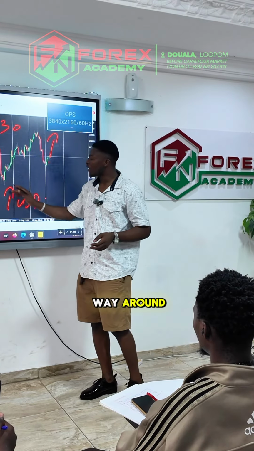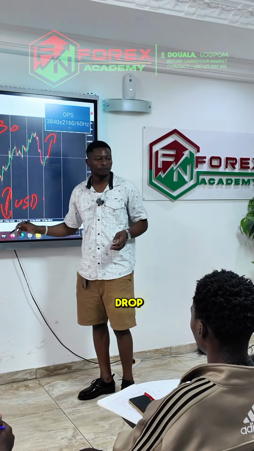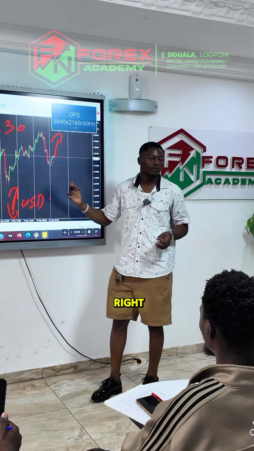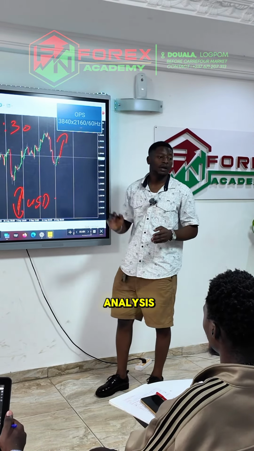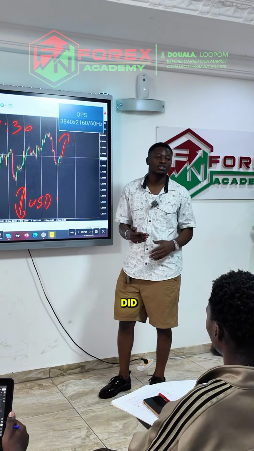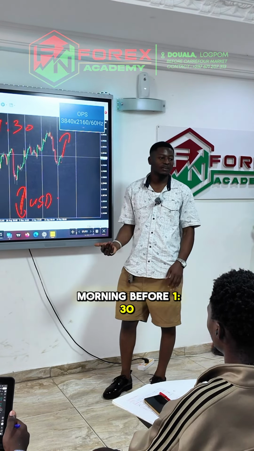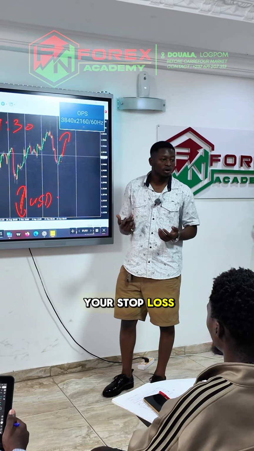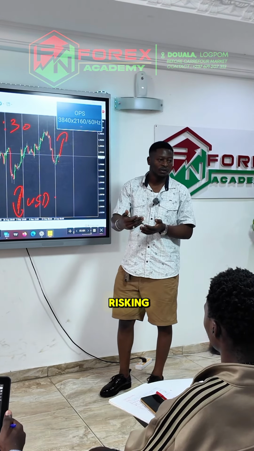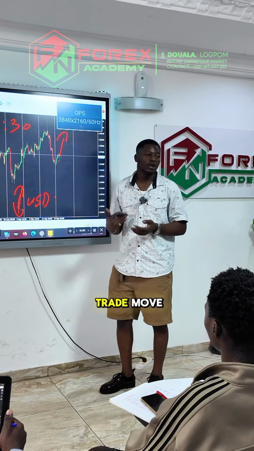But if it was the other way around and it shows that maybe USD is going to drop, and you are already in that trade, right? The news aligns with your technical analysis that you did maybe in the morning before 1:30. So at that point, before entering that trade, you had already put your stop loss and know how much you are risking. At that point, you let the trade move.